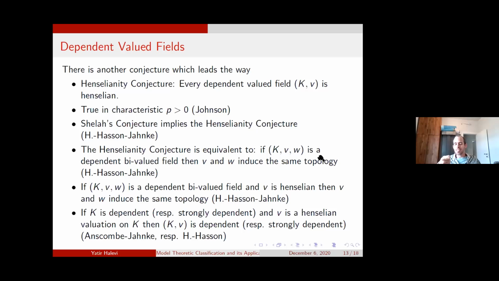The theorem is that adding a Henselian valuation doesn't ruin your tameness. If you were dependent before, you're still dependent. If you're strongly dependent before, you're still strongly dependent. So these are the two results, one by Sylvie Anscombe and Franziska Jahnke, and one by myself and Assaf Hasson. They're connected, but somehow none of these results implies the other.